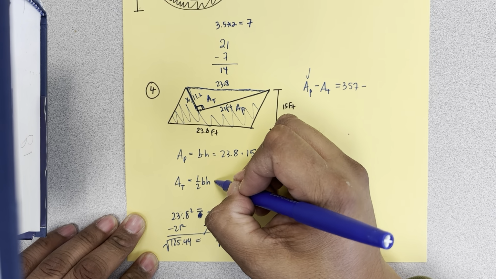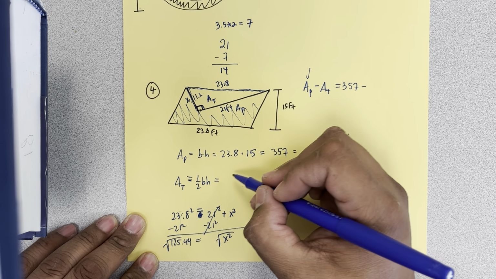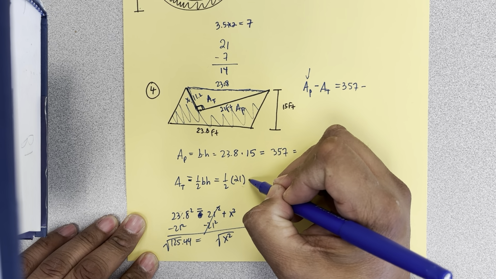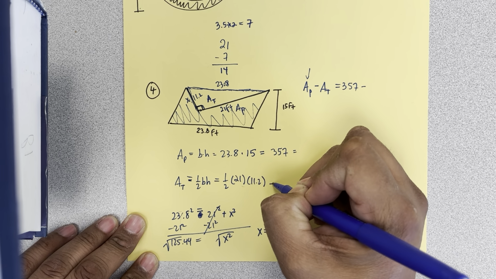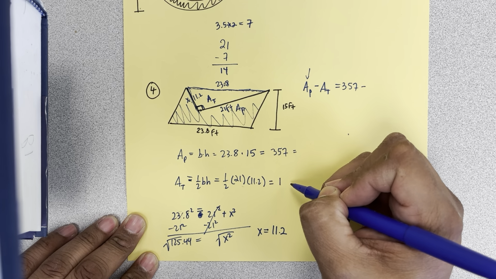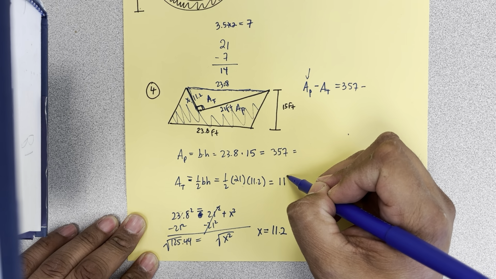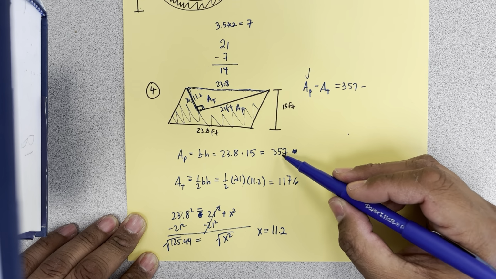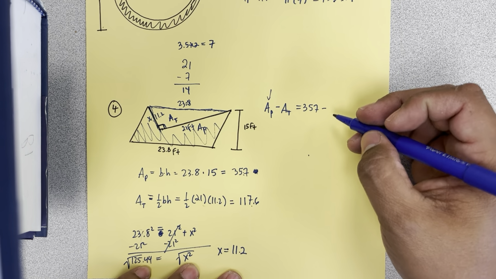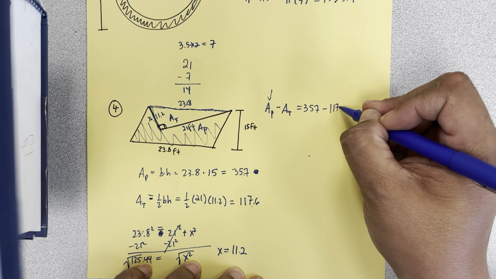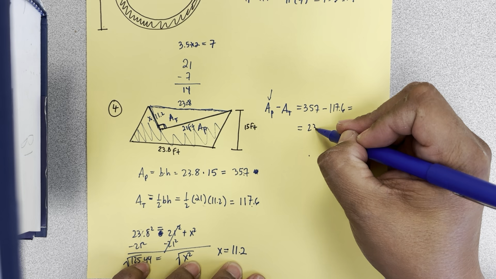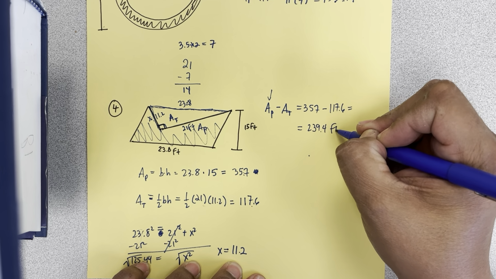So now we have enough information to get the area. 1/2 times 21 times 11.2 is equal to 117.6. So I'm going to subtract these two. Going back over here, what we're trying to figure out is 357 minus 117.6. So subtracting these out, I get 239.4 feet squared.